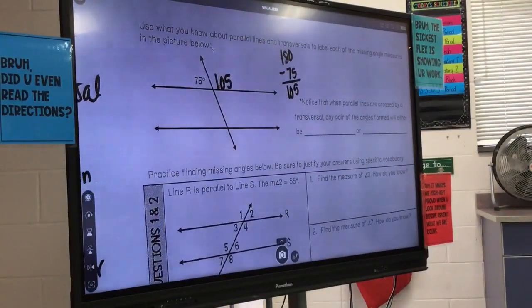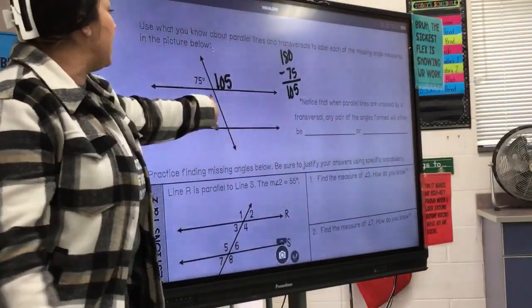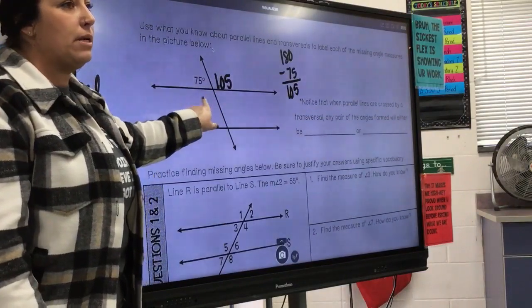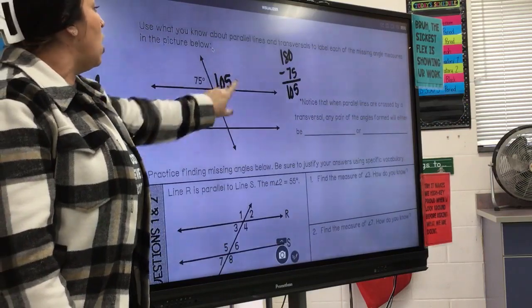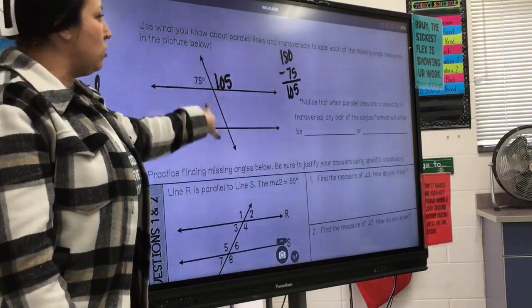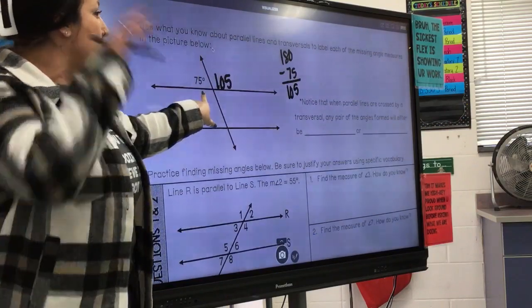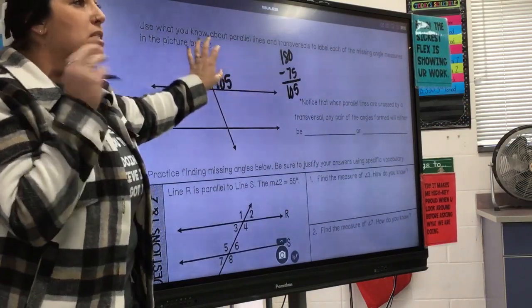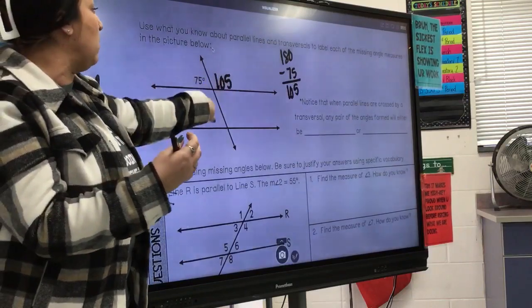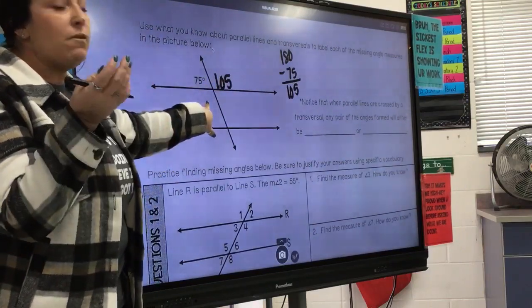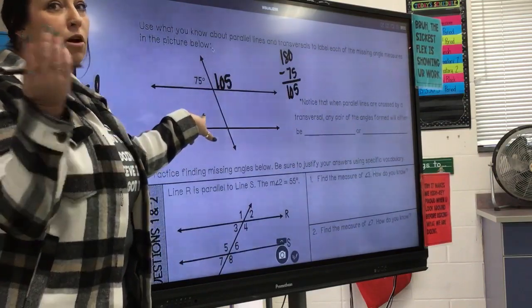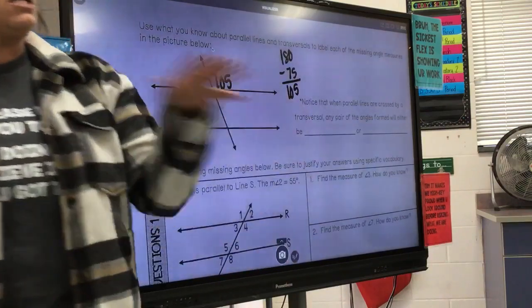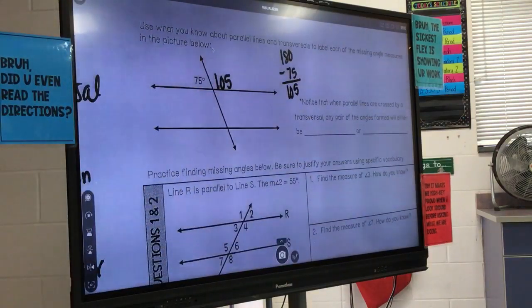All right, what do we know about this angle then? Raise your hand. What do we know about this angle? What is it going to be? Jeffrey? Okay, it's going to be supplementary to what? 75. So if it's going to be supplementary to 75, we know it's going to be what? 105. We also know that they're both obtuse. Okay? Yes, these are all things that will help us figure that out.